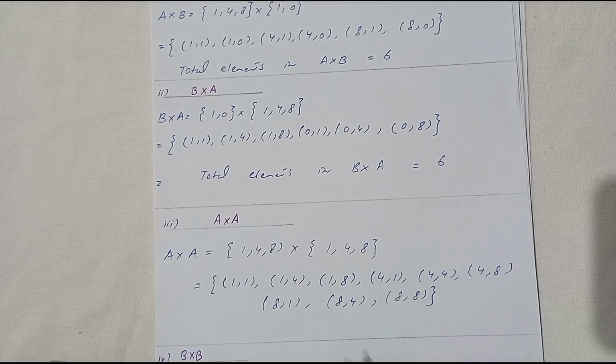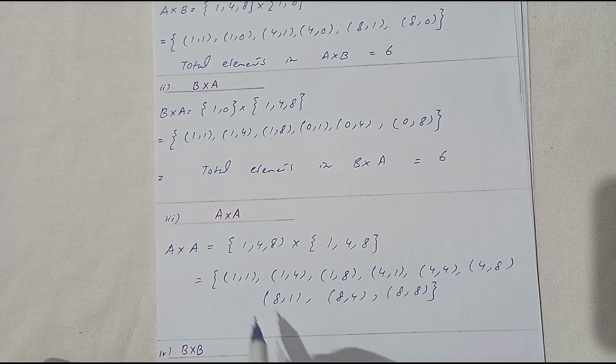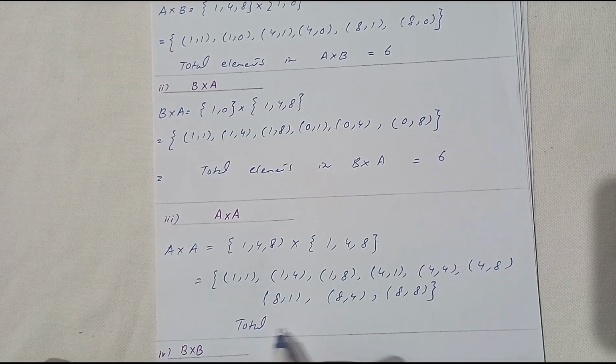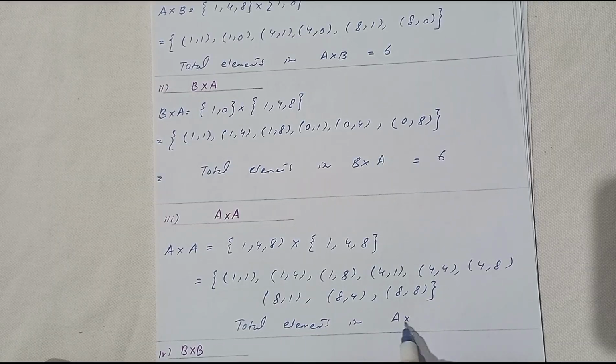So the total elements, counting 1 2 3 4 5 6 7 8 9. So we write it as total elements in A cross A equals 9.